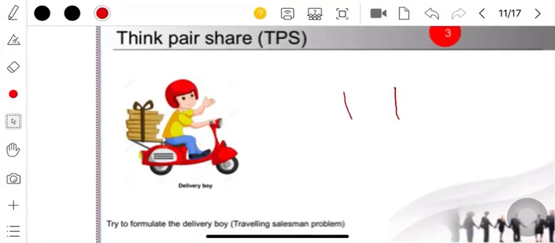Hello dear students. In the previous class I discussed the graphical method of linear programming problem. Today I am going to discuss the simplex method and the applications of the linear programming problem.